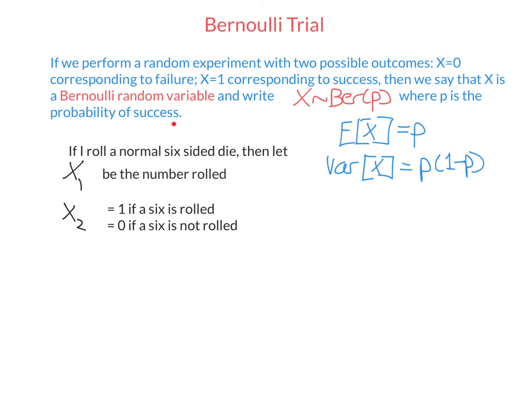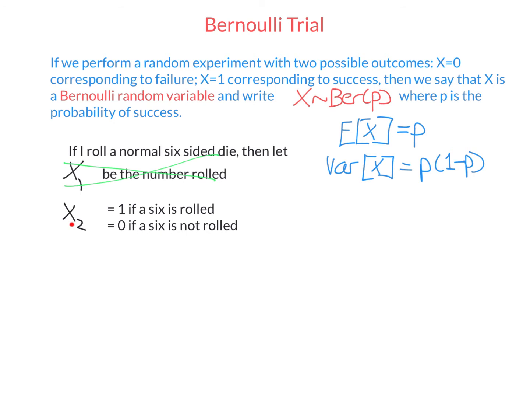So let's look at these 2 random variables I've called X1 and X2. Turns out one of them is a Bernoulli random variable, one is not. So let's say I again roll a normal 6-sided die. If I let X1 be the number rolled, X1 can take 6 values. X1 could be 1, 2, 3, 4, 5, or 6. So it cannot be a Bernoulli random variable. It's still a random variable, but it's not a Bernoulli random variable because I said a Bernoulli random variable can only have 2 possible values: 0 for failure, 1 for success.